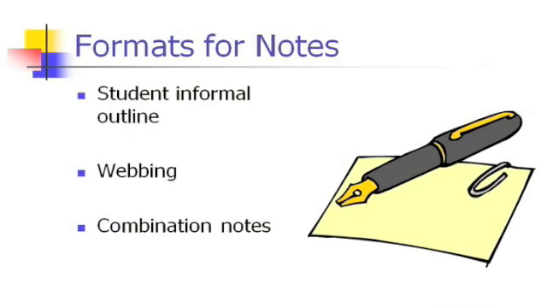And the more notes, the better, believe it or not. If you bring those notes back to them and they continuously write on them, research shows the more notes, the better for them. There's a student informal outline. Webbing is really a good way. With webbing, the big circles are the main idea and the little circles are the supporting details, and they can do a combination of that.